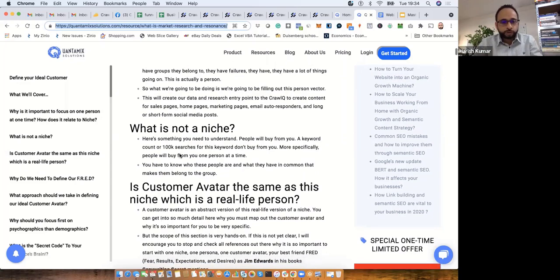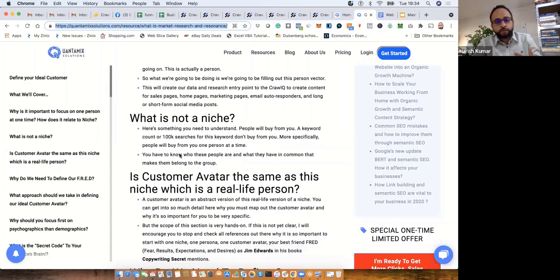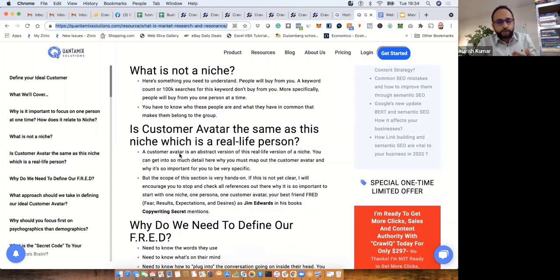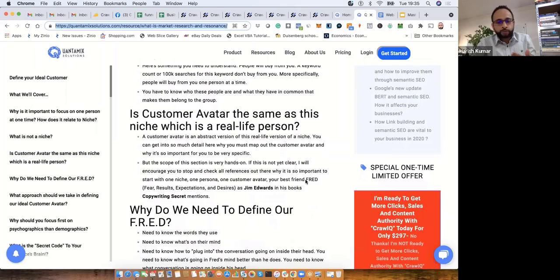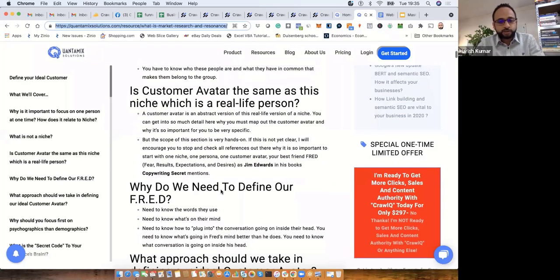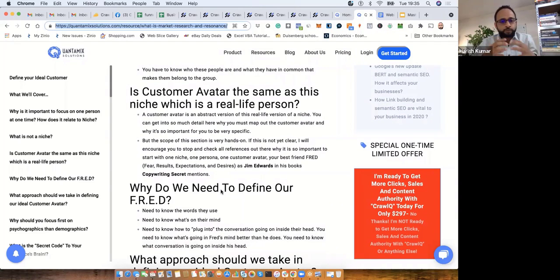So you have to know these people, what they have in common, and what groups they belong to. It goes into quite some detail. I call my buyer persona Fred, and Fred has fears. Fred wants to achieve results. Fred has expectations. Fred has desires. My ideal customer, for example, is a B2B SaaS founder who has fears, results, expectations, and desires. This is how you define it in the abstract. So a customer avatar is your abstract version of this real life person.